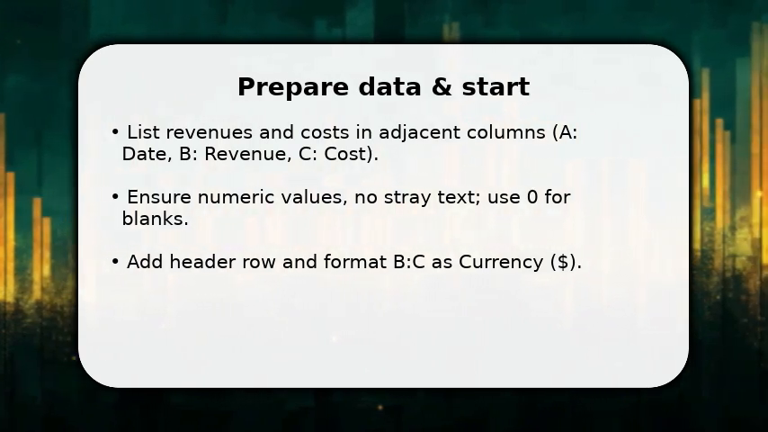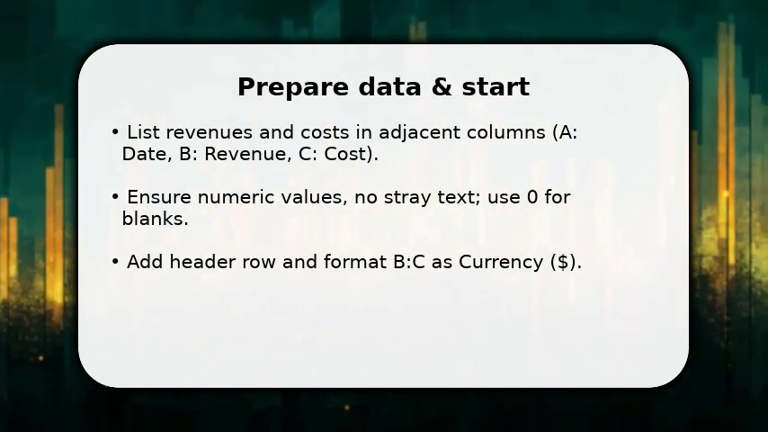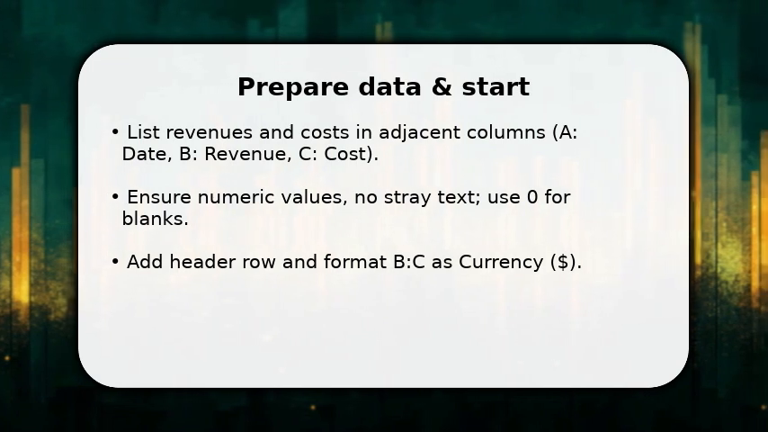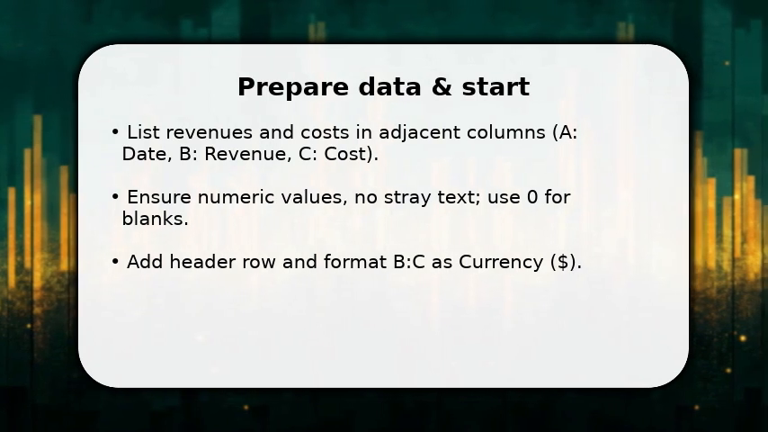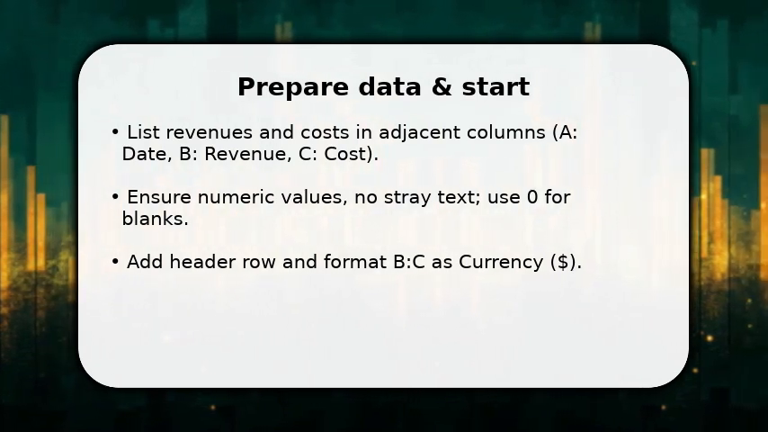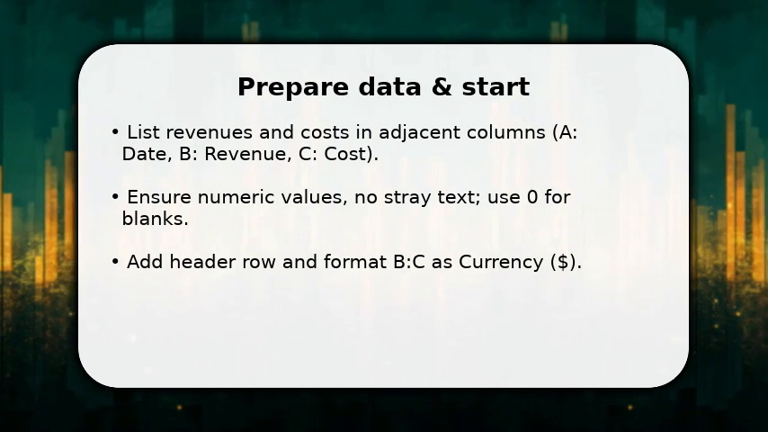Next, in column D, you will create a single formula to compute profit or loss per row. This step lets Excel do the math consistently. Make sure there are no text entries in numeric cells. If a cell is empty, enter 0 to avoid errors.